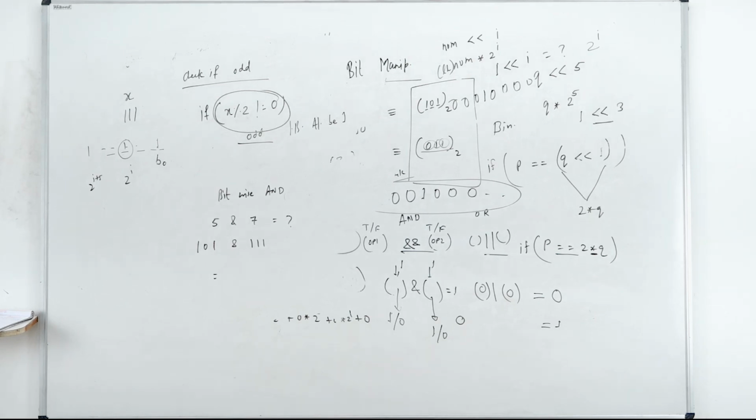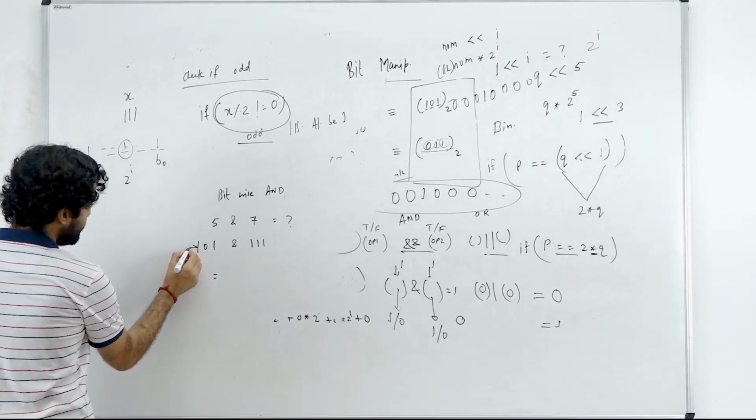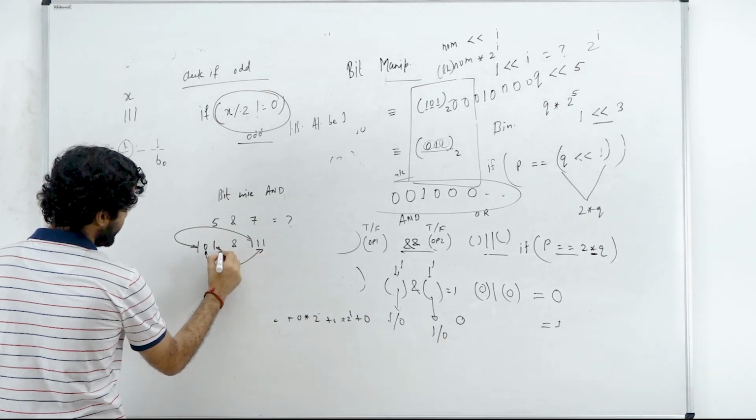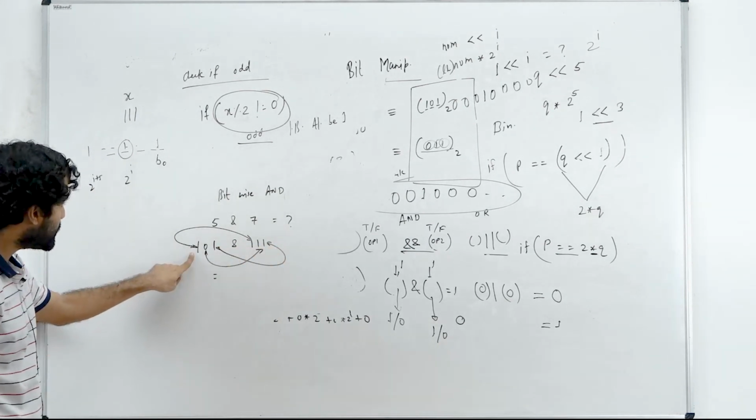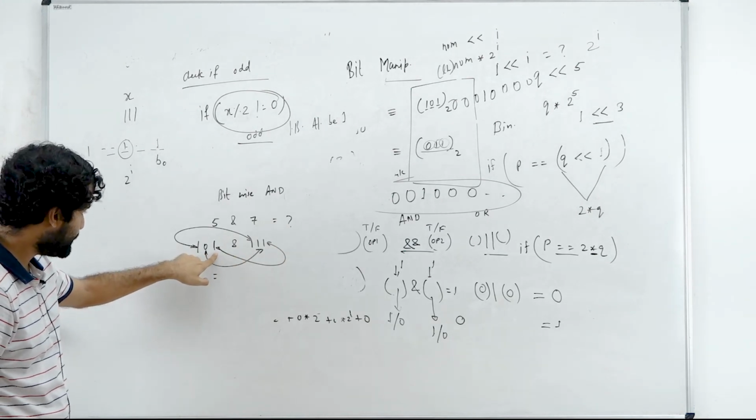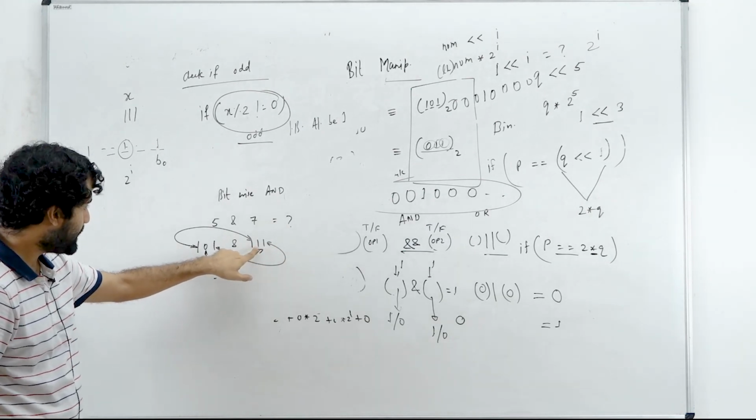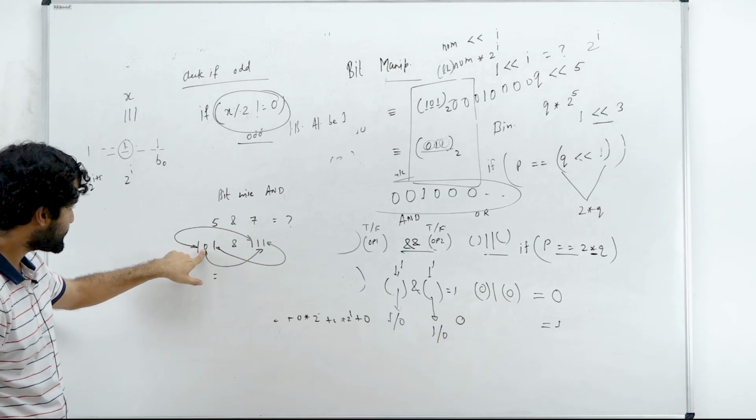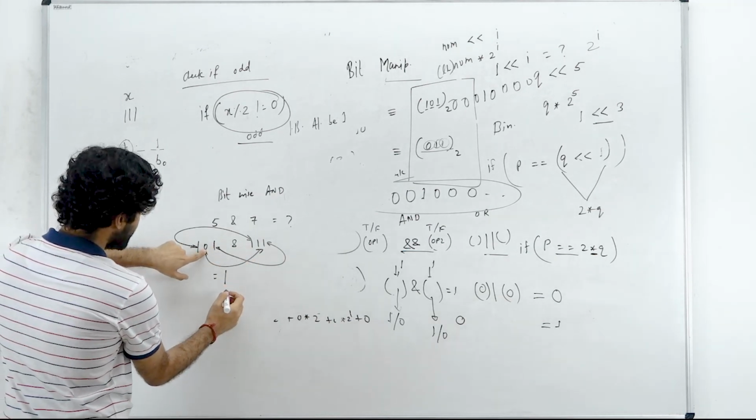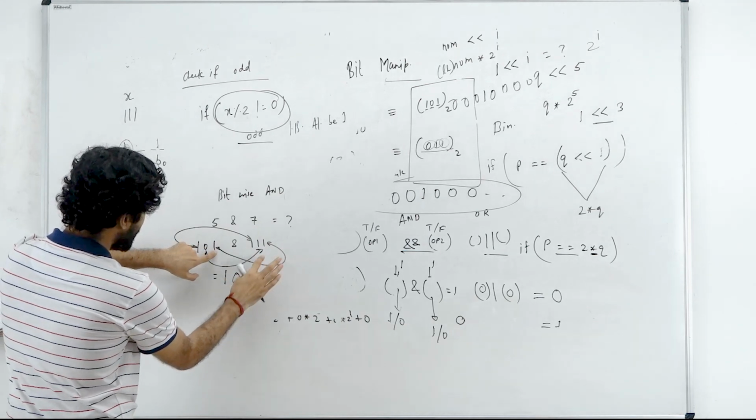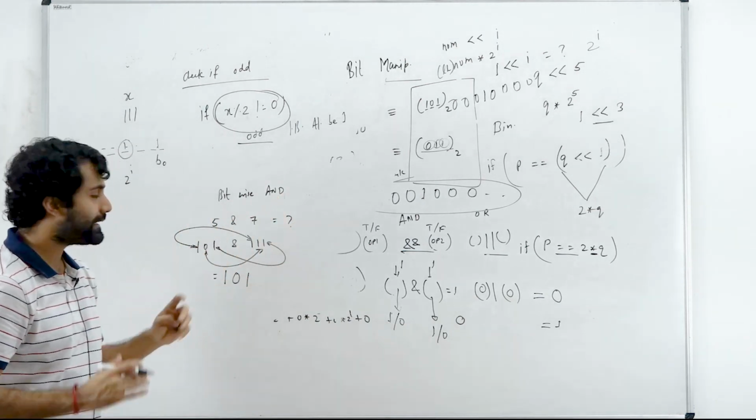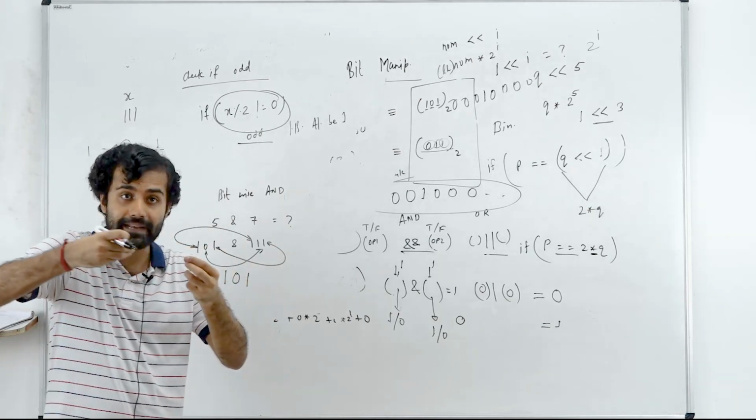Okay, so how do bitwise ANDs operate? Bit attacks bit. So bit 0 is ANDed with bit 0 of this. Bit 1 is ANDed with bit 1 of this. And bit 2 is ANDed with bit 2 of this. So 1 and 1 is 1, 0 and 1 is 0, 1 and 1 is 1. So the result of this is this. So this is how bitwise operators are applied, one by one at bits.